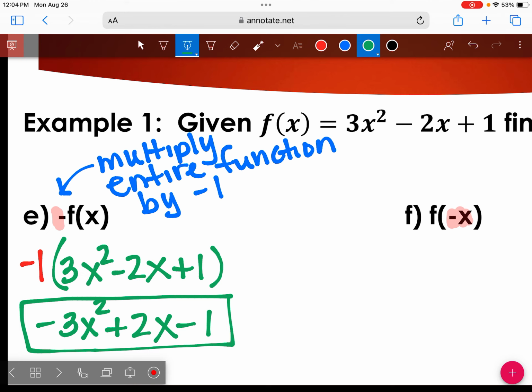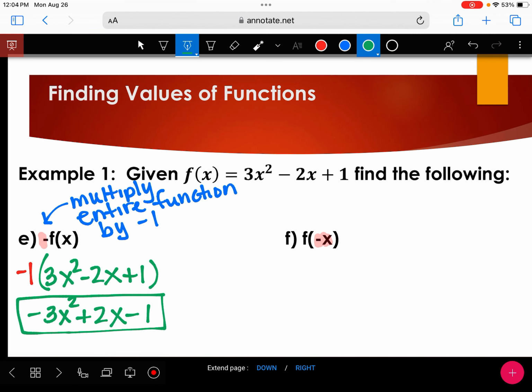But for F, if you see that on the test, that means change your input to a negative x. So that would be a 3. So let's put our negative x in and simplify it.